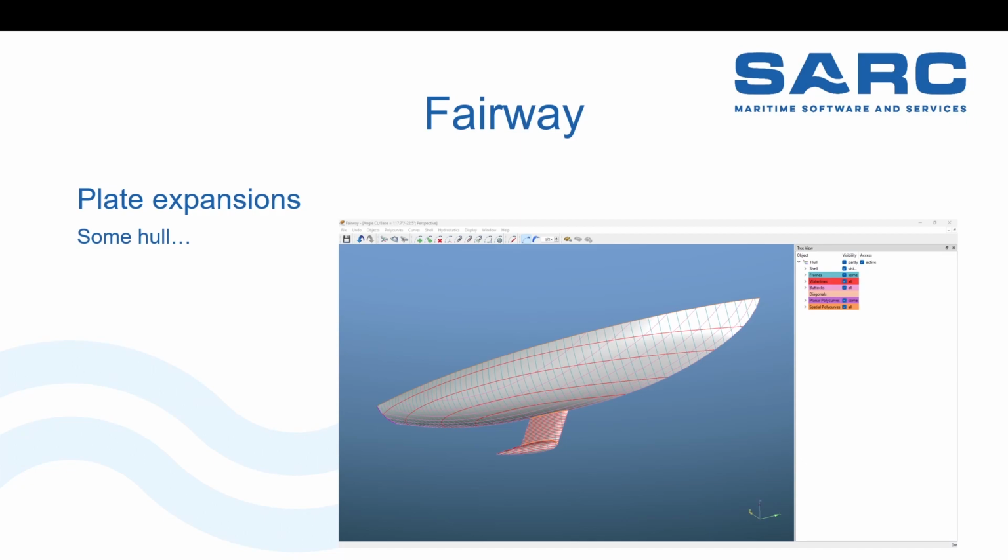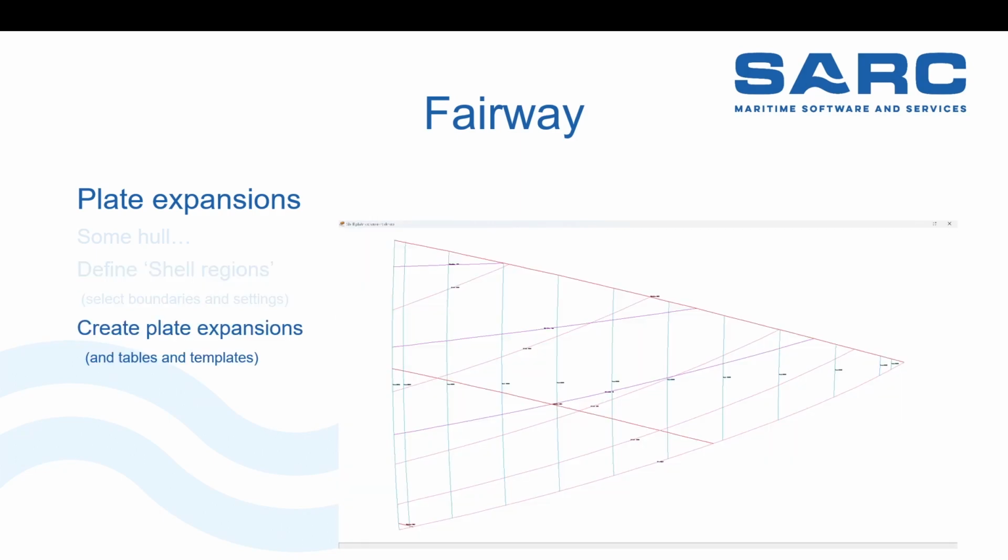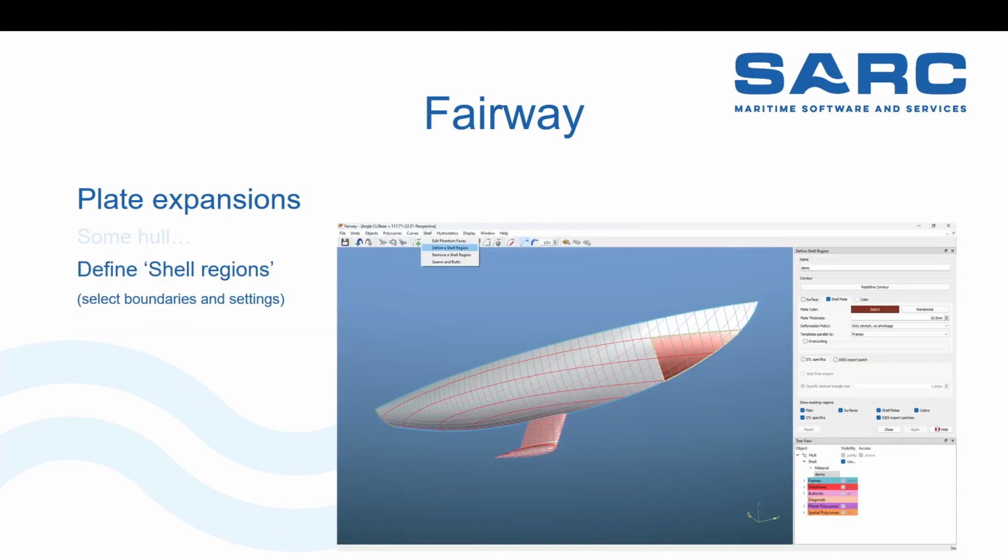Plate expansions. I've taken some hull. This is actually a parent hull in Fairway. I should speed up a little. We define a shell region again. This is actually a triangular plate, or double curve, but still triangle. The boundaries are triangular. We create a plate expansion for that. That's just the push of a button. If we have defined the plate correctly and the hull is fair and sufficiently divided with waterlines and frames, sufficient support, then we have a plate expansion.